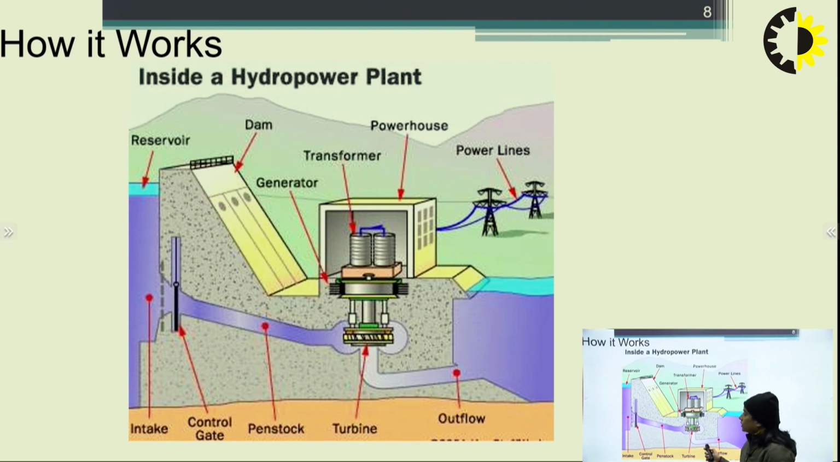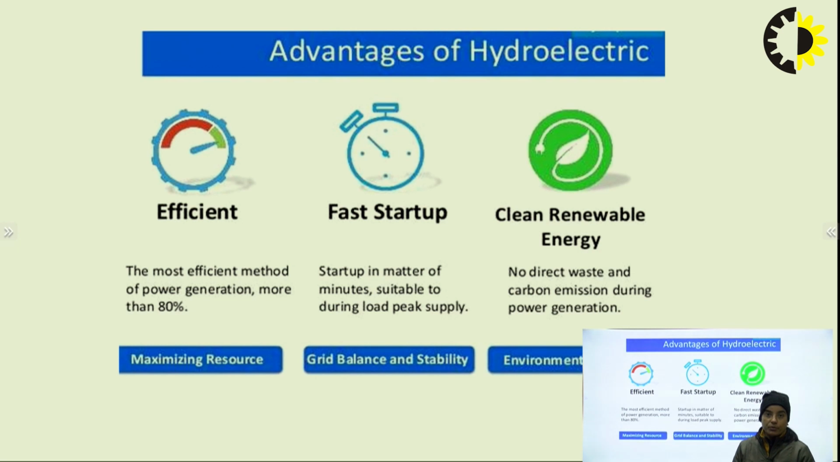So what are the advantages of hydroelectricity? The first and most important advantage is that it is the most efficient method of power generation. If we see the efficiency of the hydropower plant, it is more than 80%. It is an efficient way of utilizing the energy of water. Hydro plants have good efficiency, usually more than 80%.